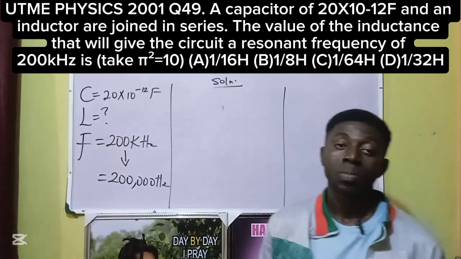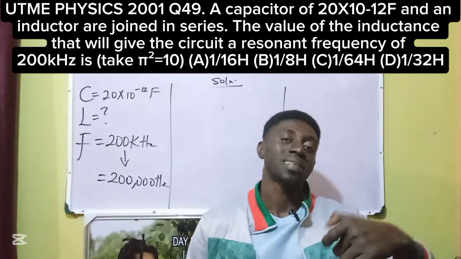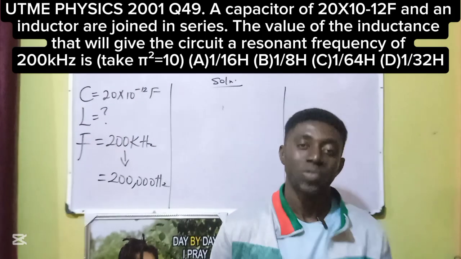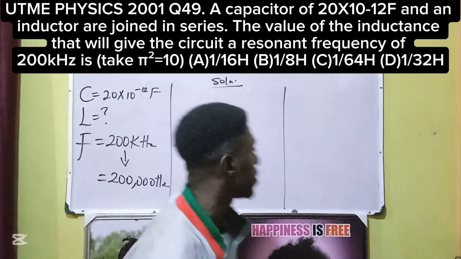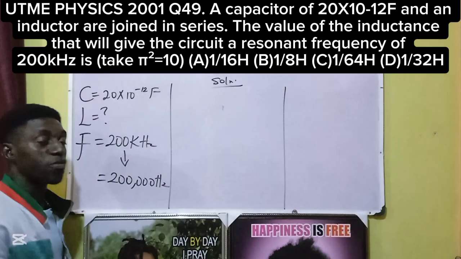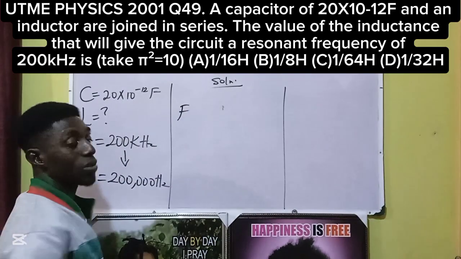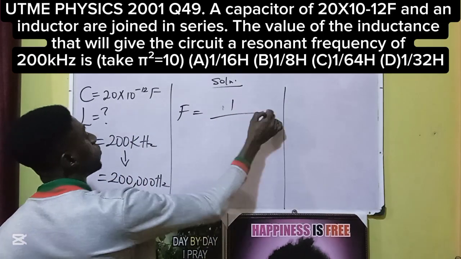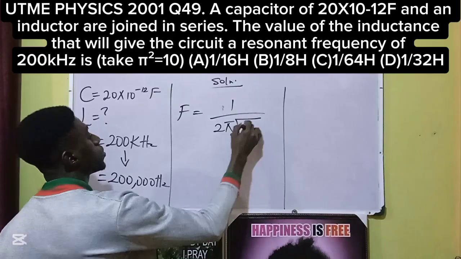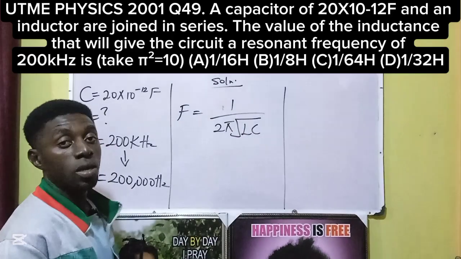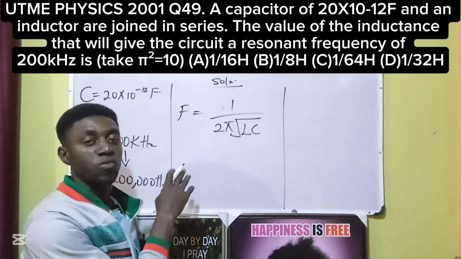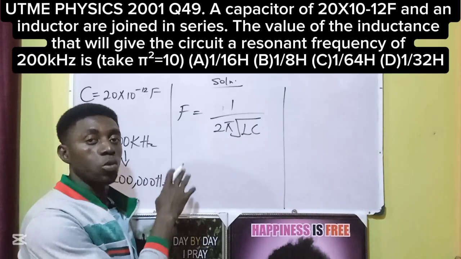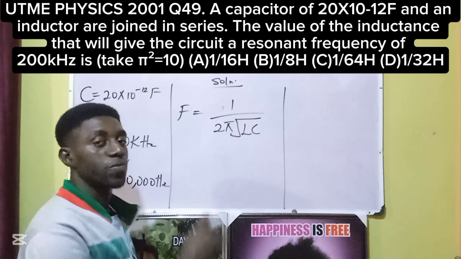Then let's forge ahead. There is a certain formula for solving resonance frequency. Resonance frequency has a formula under series resonance circuit. We have small letter f is equal to 1 over 2 pi square root of LC. This is the formula for finding resonance frequency. Any question that demands resonance frequency, apply this formula.